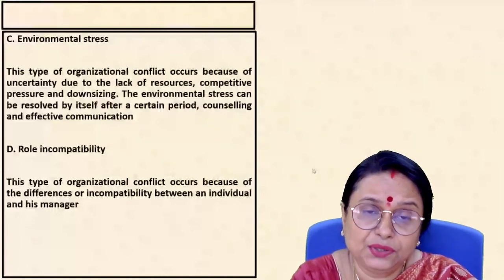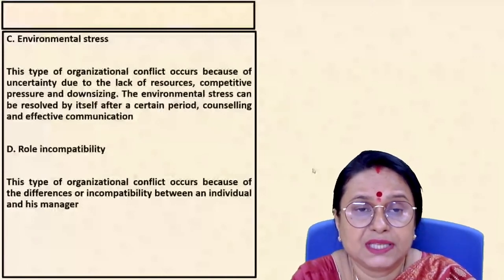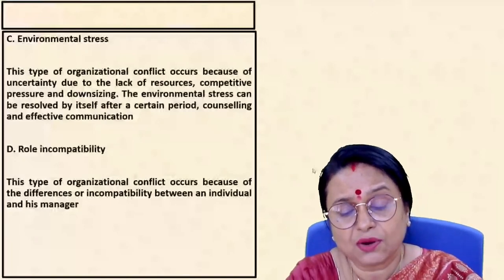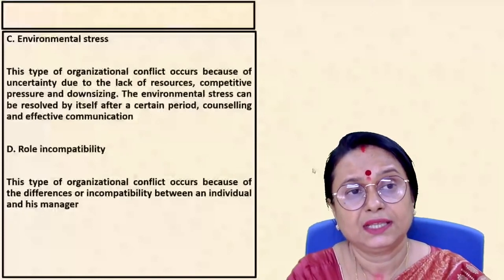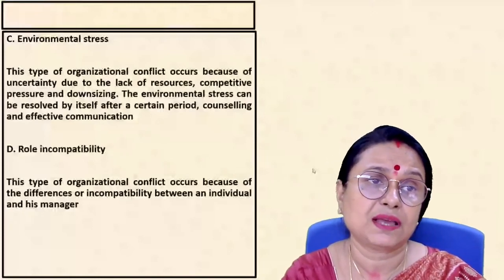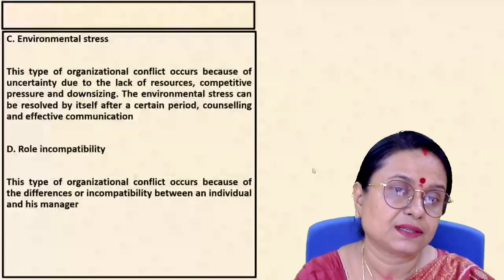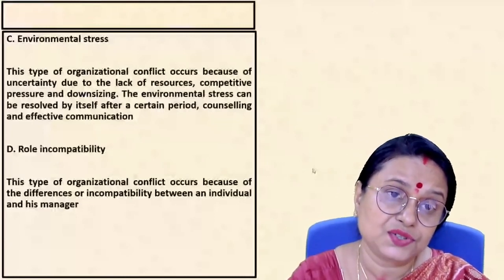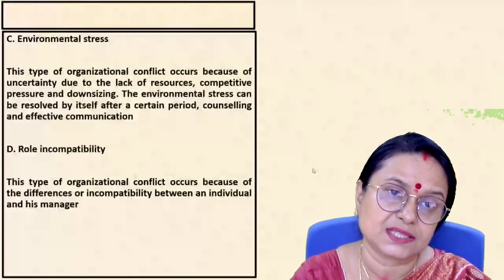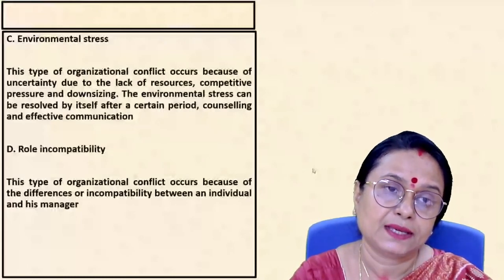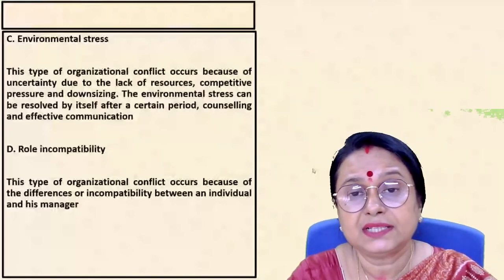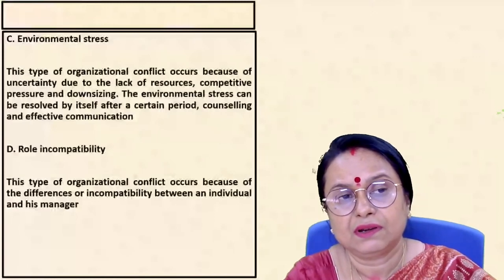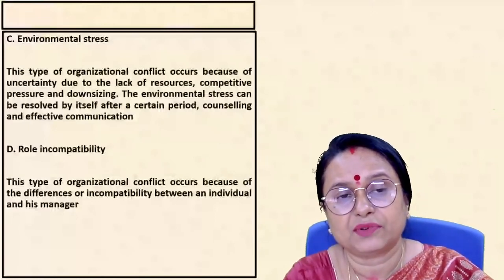Then competition between two persons with the same capability, same qualification and so on. If there is competition between two colleagues, that is also another example of environmental stress. Then target achievement, that stress is also environmental stress. Environmental stress can be resolved by itself after a certain period, through counseling and effective communication.